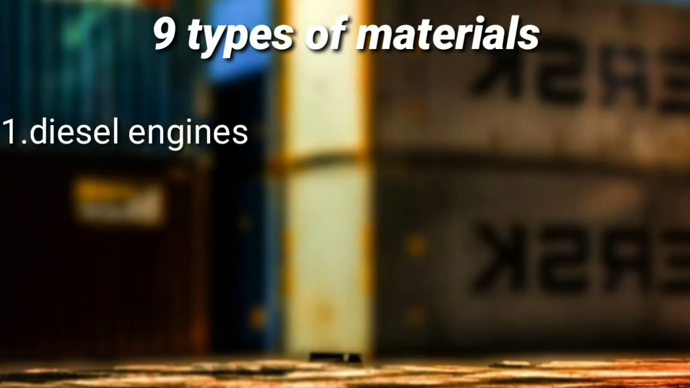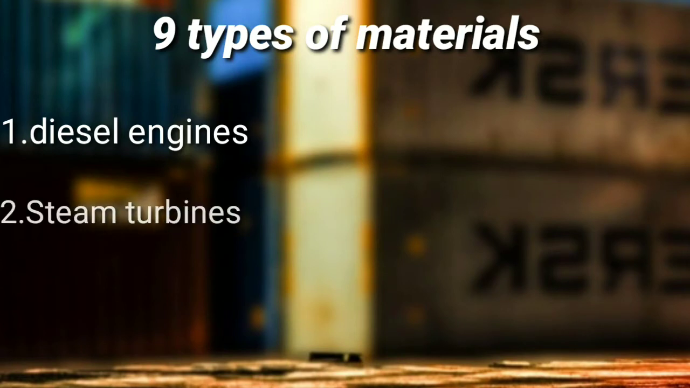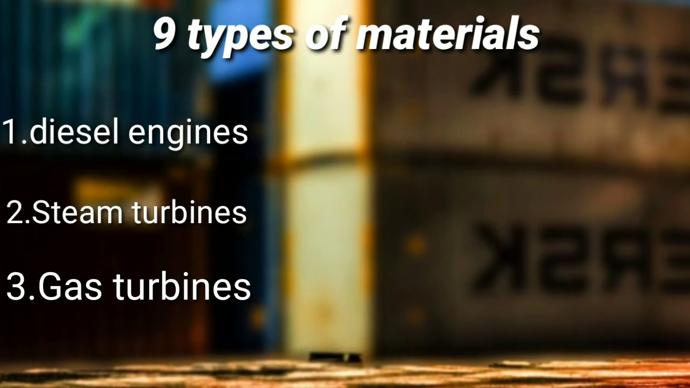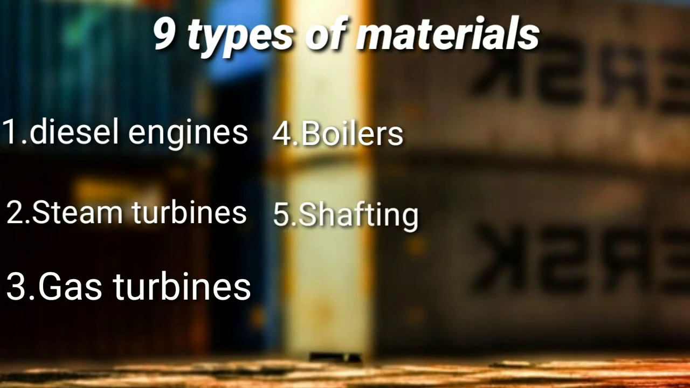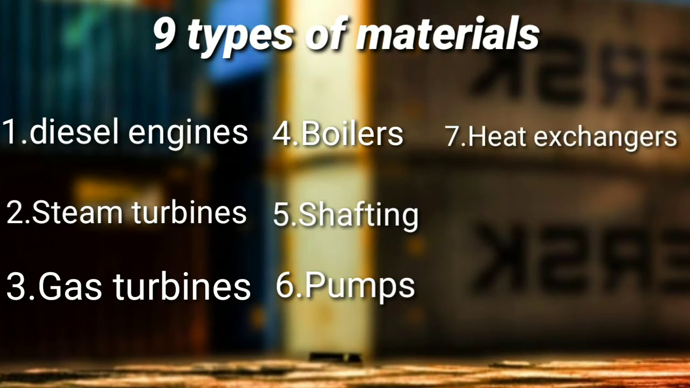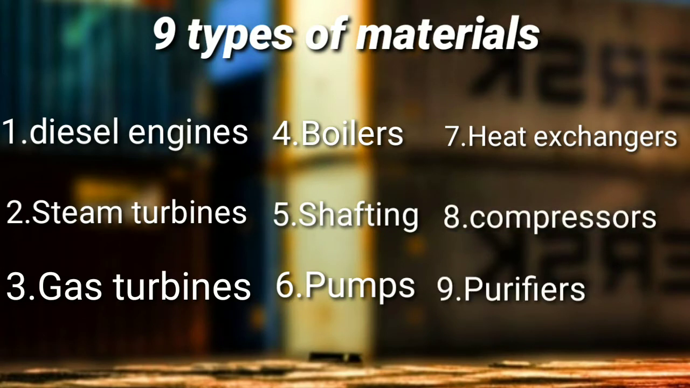Number 1, diesel engines. Number 2, steam turbines. Number 3, gas turbines. Number 4, boilers. Number 5, shafting. Number 6, pumps. Number 7, heat exchangers. Number 8, compressors. And the last is number 9, purifiers.